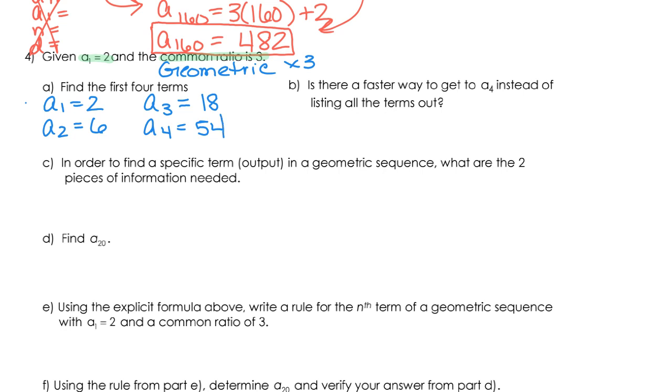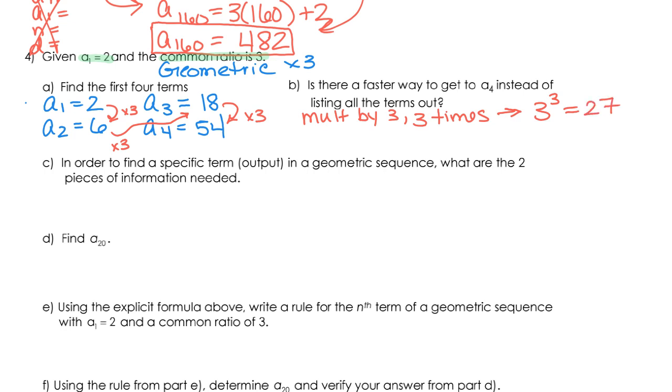Part B, it says, is there a faster way to get to a sub 4 instead of listing all the terms out? So what we have to do is we multiply by 3 here once. To get there, we multiply by 3 for a second time, and then we multiply by 3 here a third time. Okay, so since we are multiplying by 3 three times, that actually ends up being 3 raised to the third, right? That means 3 times 3 times 3, which is 27. However, we are taking our first term, which is 2, and multiplying it by 27, which ends up being 54. And you can see that that was our fourth term, okay?